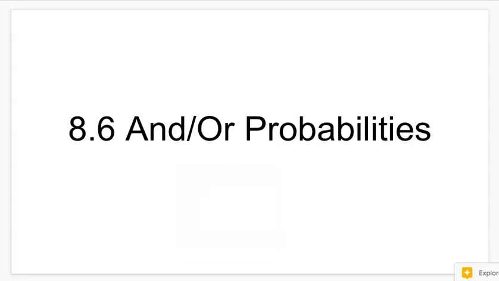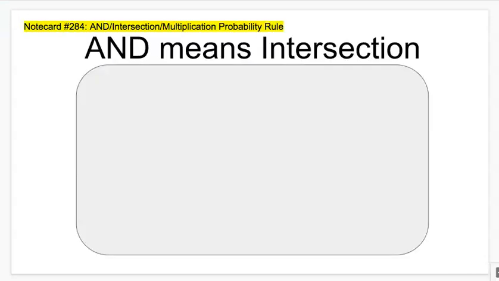All right, we're on to section 8.6 and or probabilities. So we're going to jump right into the first note card of the section, note card 284. This is the AND note card, also known as intersection, also known as multiplication probability rule. There's a lot of information on this, just to get you to know that they all kind of mean the same thing.